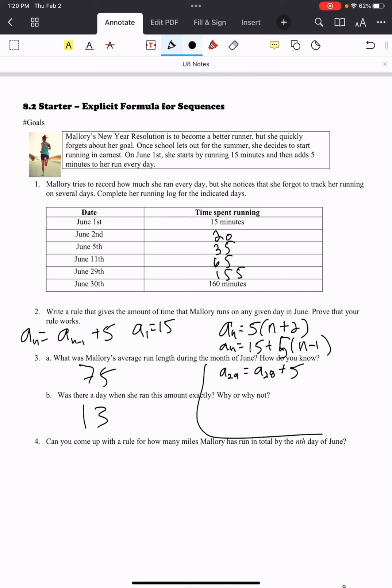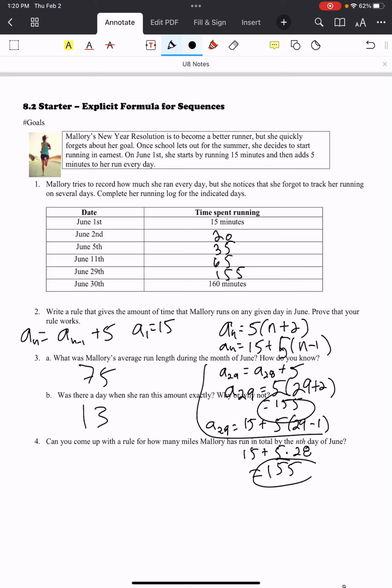What we're going to work on today are what I call elevator formulas. So these 2 formulas here that Stephen and Reed came up with, if I plug the 29 in for the n, I want you to notice how I'm using the number 29, not the 29th term, right? So 29 plus 2 times 5 is 155, right? Or in here, a sub 29 is 15 plus 5 times 29 minus 1. If I did 15 plus 5 times 28, I'm also going to get 155.